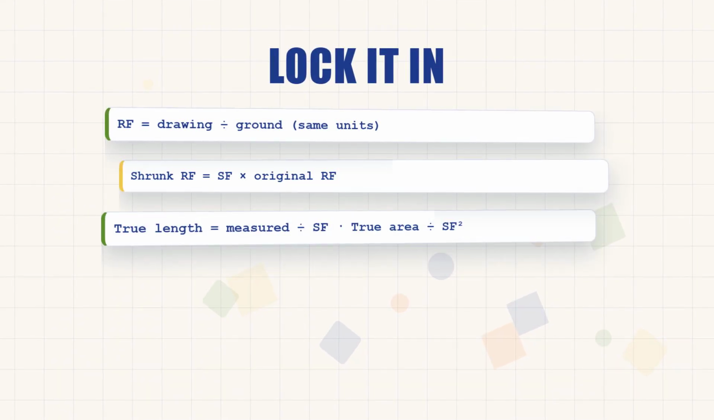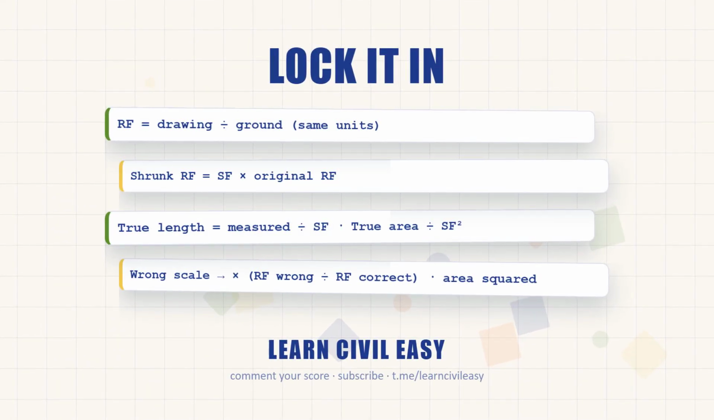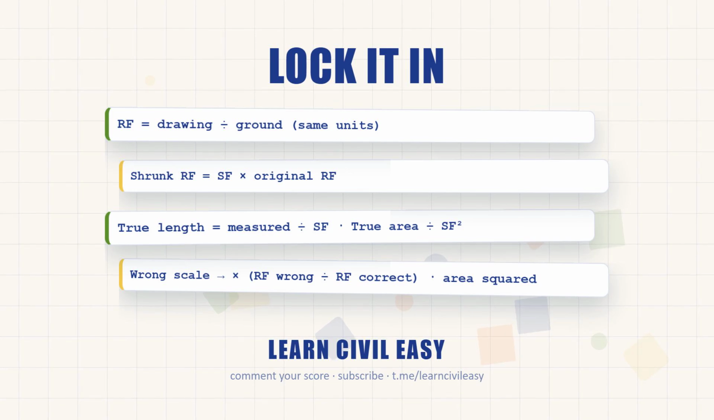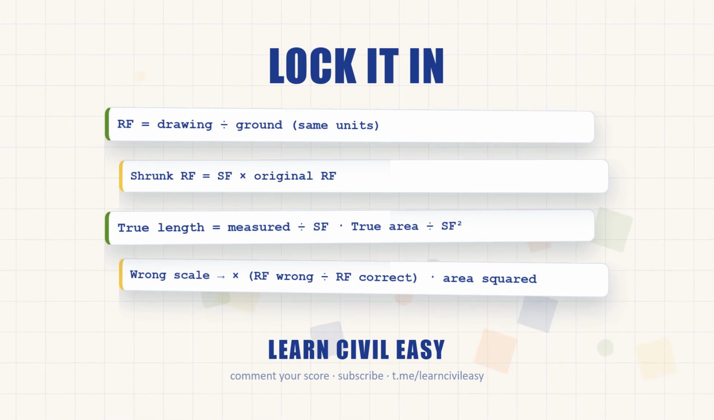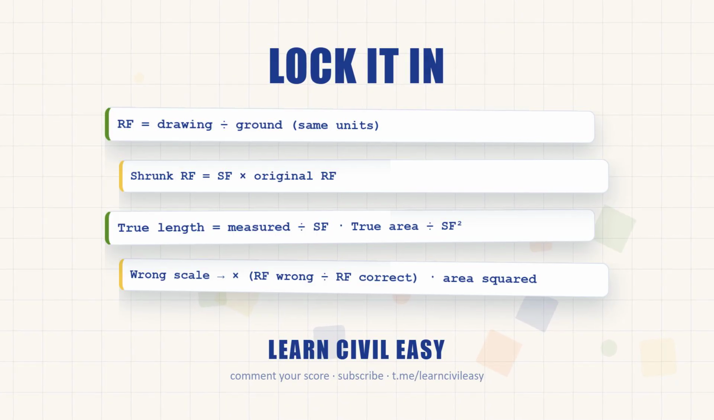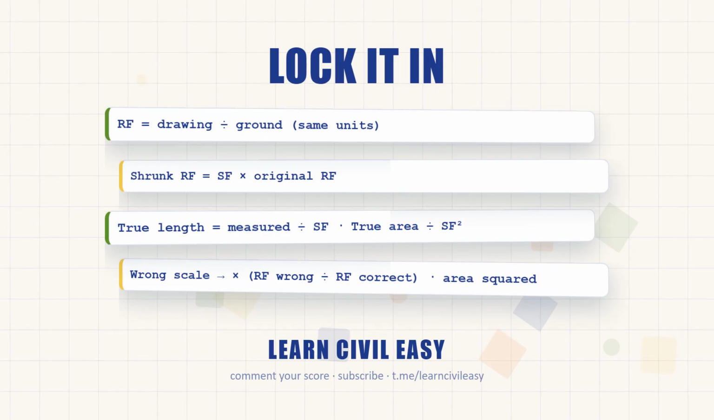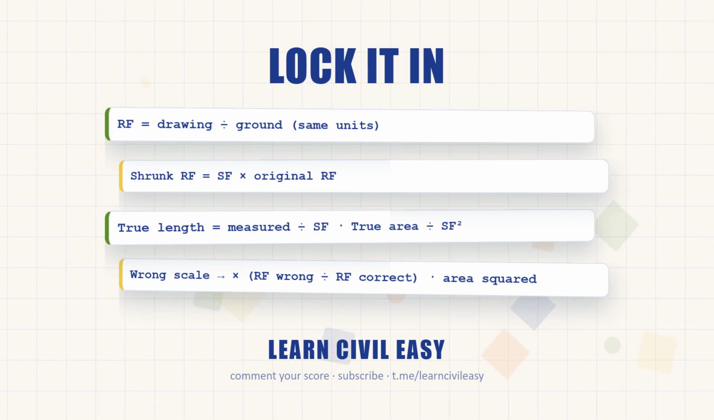So, how many did you get? Above 13, brilliant. Remember these three. RF is always drawing over ground in the same units. For a shrunk map, multiply the RF by the shrinkage factor. And for a wrong scale, use the ratio of the RFs squared for area.